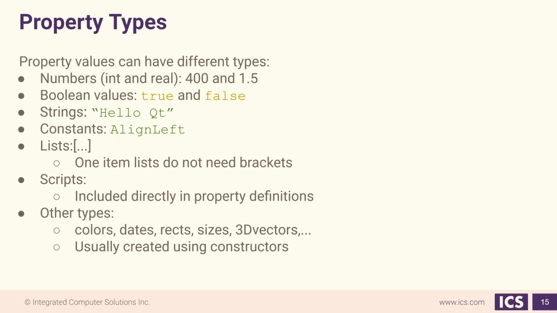Properties are strictly typed, and we have to use types known to QML. Here we can see some of the types that are known to QML. And later on in the series, we're going to talk about how we can register our own types so we can use even more types.